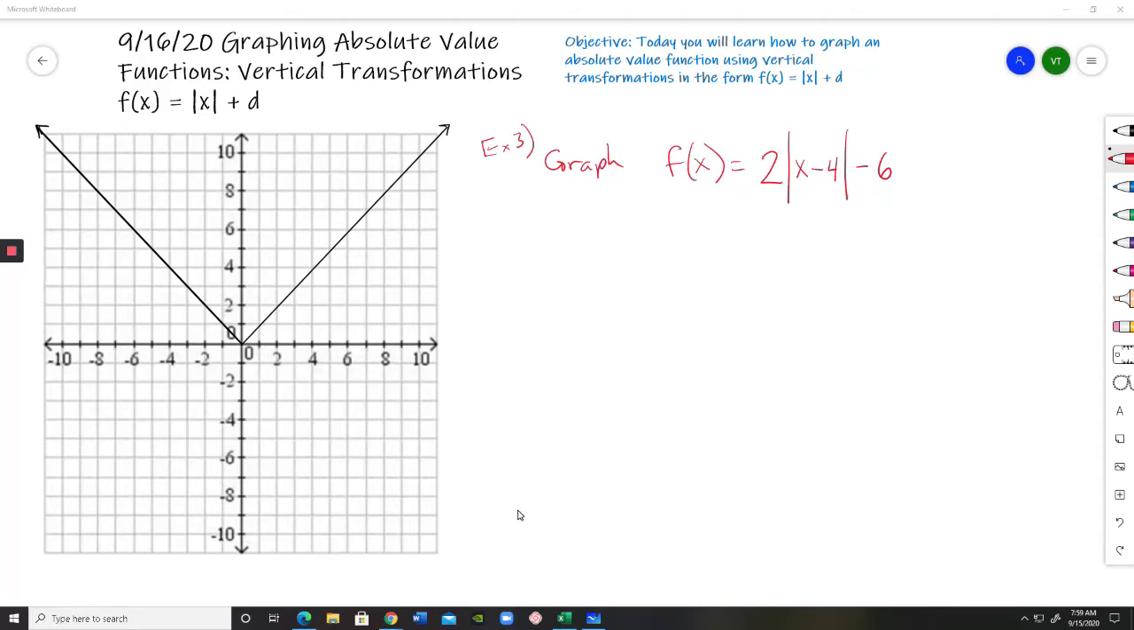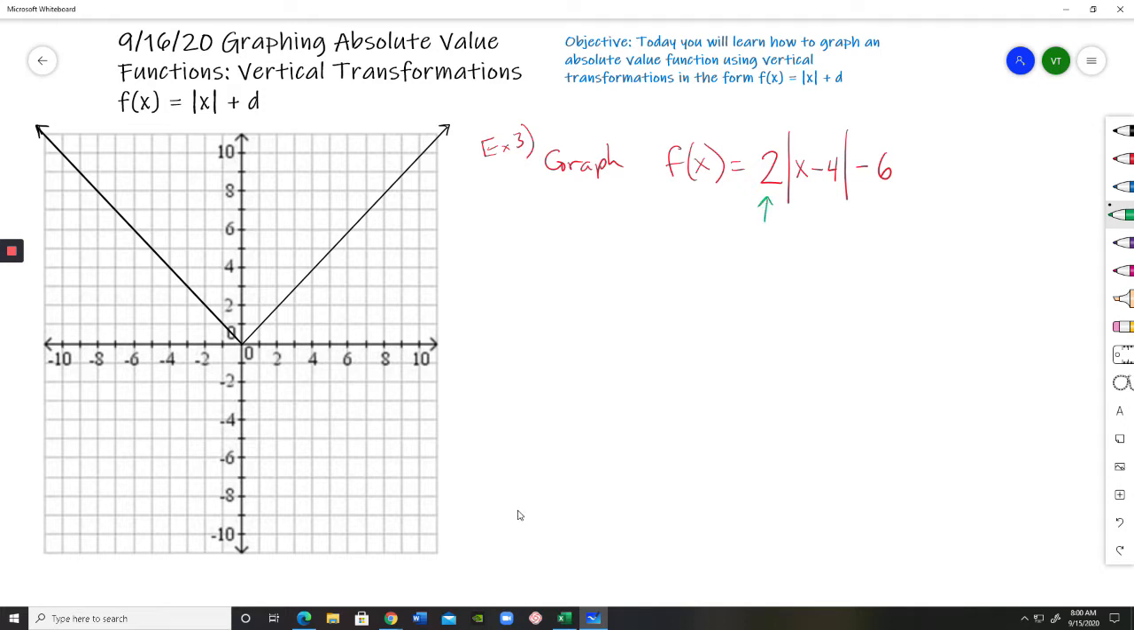All right, for example 3 today, we're going to combine all of the transformations that we've learned so far into one function. So as you can see, we have the parent absolute value function on the graph on the left, and we are being asked to graph f of x equals 2 times the absolute value of x minus 4 minus 6. And so this actually has 3 different transformations.